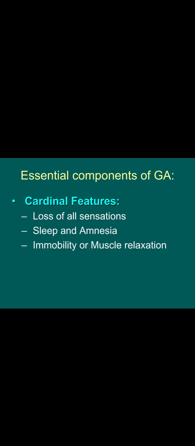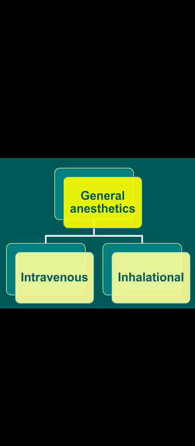So coming to the essential components of general anesthesia, there are cardinal features such as loss of all sensations, sleep and amnesia, immobility or muscle relaxation, and abolition of all reflex actions. So we can classify general anesthetic agents into two types. They are IV anesthetics and inhalation anesthetics.